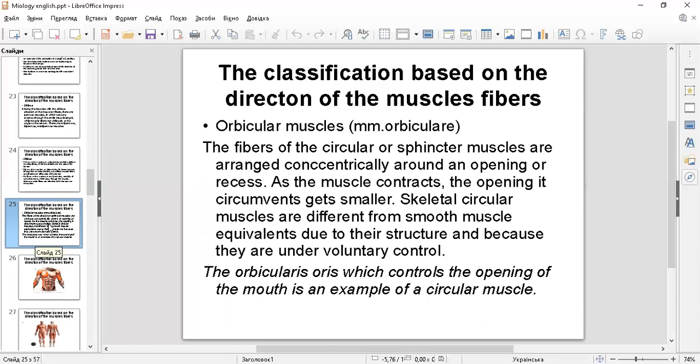Skeletal circular muscles are different from their smooth muscle equivalents due to their structure and because they are under voluntary control. The orbicularis oris, which controls the opening of the mouth, is an example of a circular muscle.